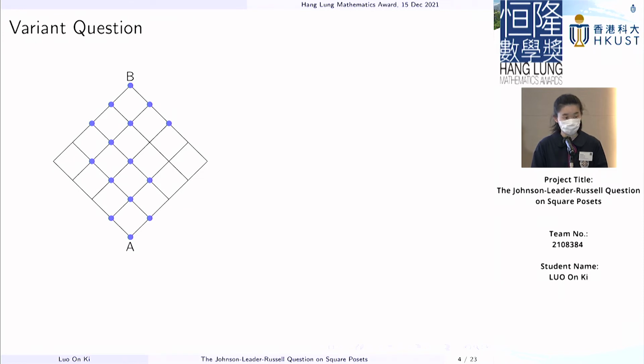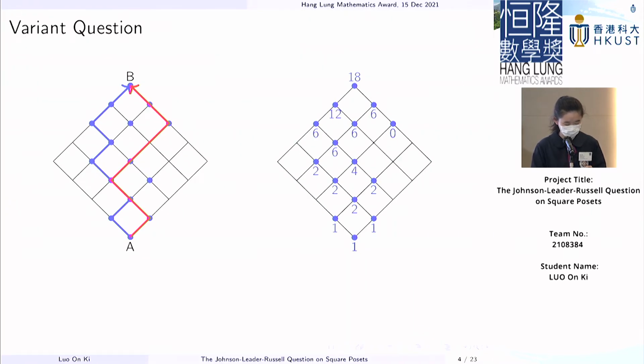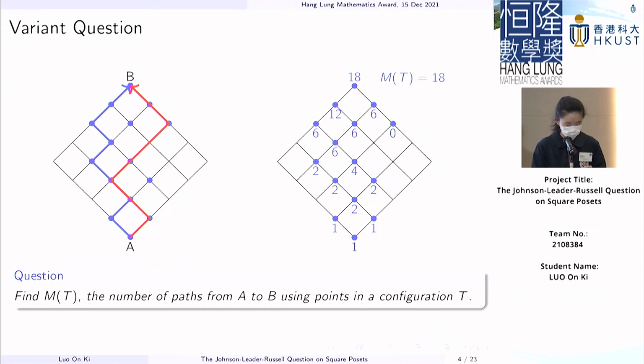Now let's consider a variant problem. Instead of all the points in the grid, the path can only pass through the k selected points. In the example, the red path is invalid as it passes a point that is not selected. And we can calculate the number of paths by using a similar calculation. In this case, it's 18. Using this notation, we denote the number by m_t, where t is the configuration of k selected points.